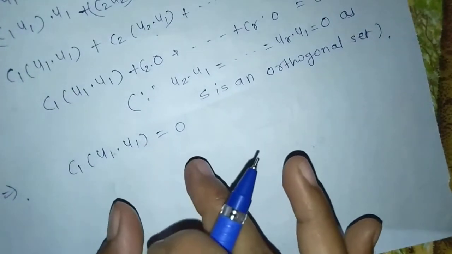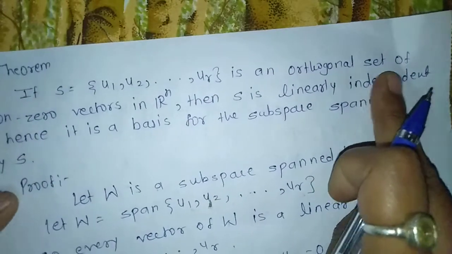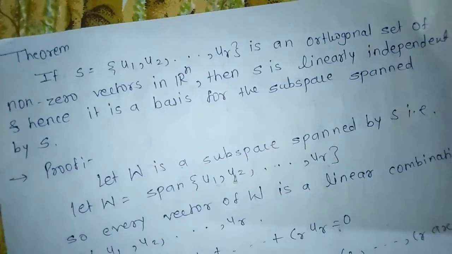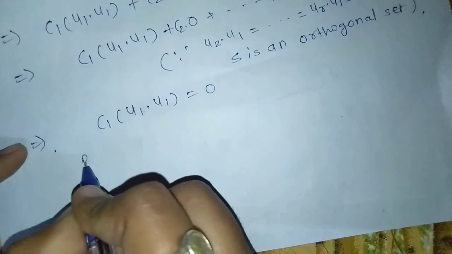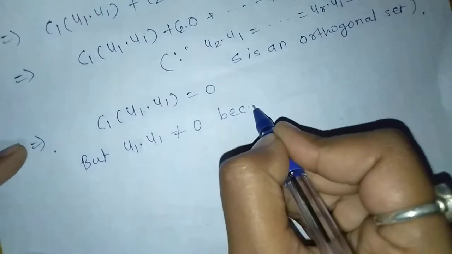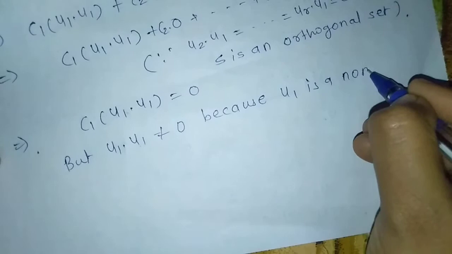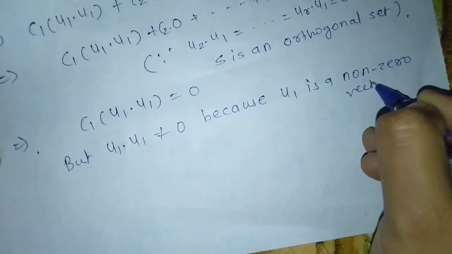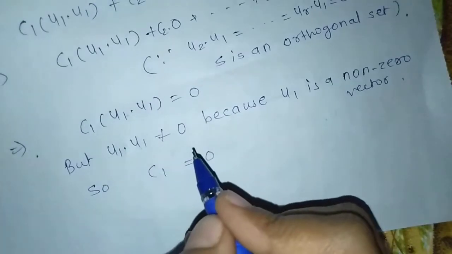Now C1 into this is equal to 0, but U1 dot U1 is not equal to 0 because this set is an orthogonal set of non-zero vectors, which means each vector is a non-zero vector. So U1 is non-zero, so U1 dot U1 is also non-zero. U1 dot U1 is not equal to 0 because U1 is a non-zero vector. So C1 is equal to 0.